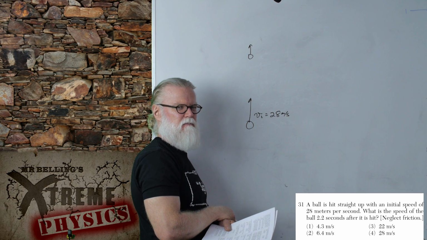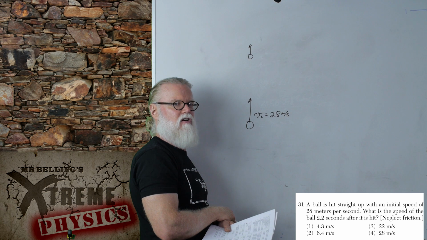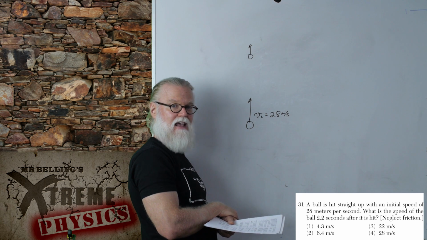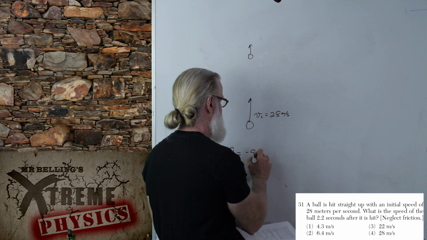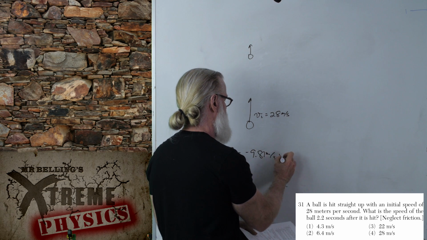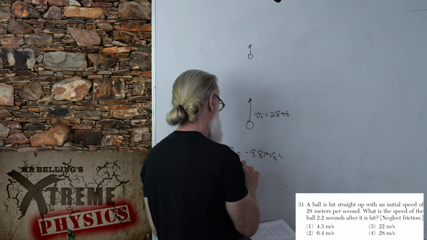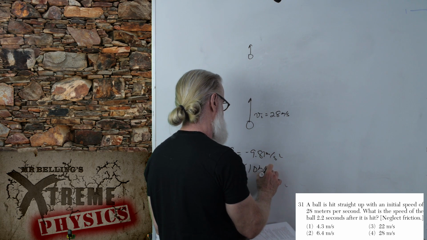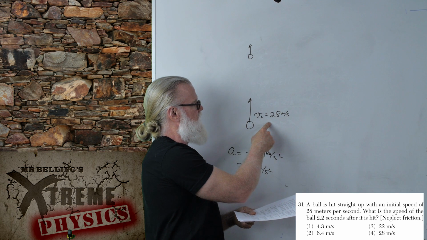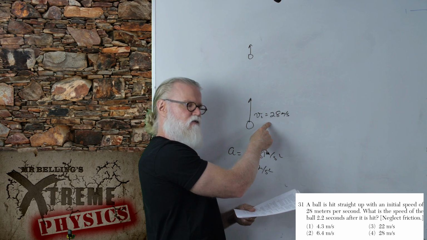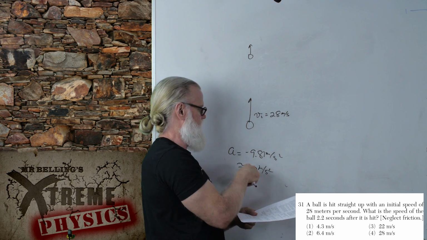It's about 30. At what rate is this going to slow down? Well, about 10 meters per second, because acceleration, of course, is negative 9.81 meters per second squared, which is about 10, right? That's about 10, downward. All right, so if that's going 30, how fast is it going after 1 second? Well, it's going to lose 10 meters per second.